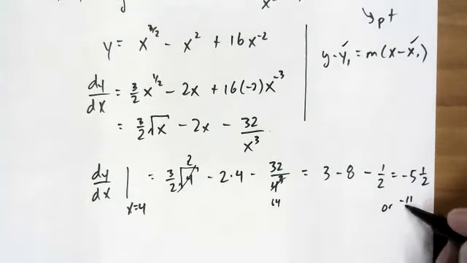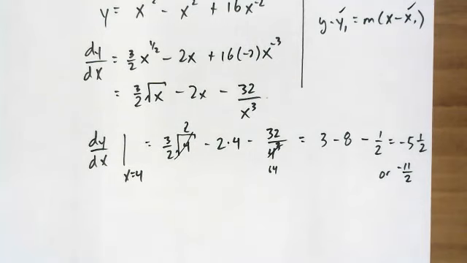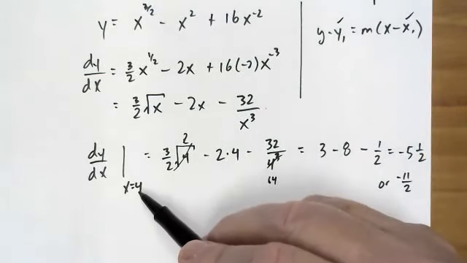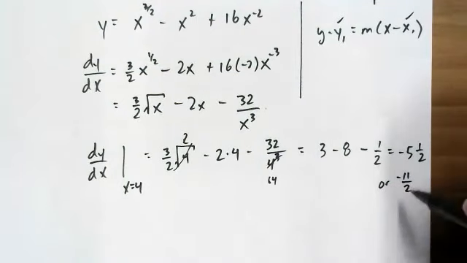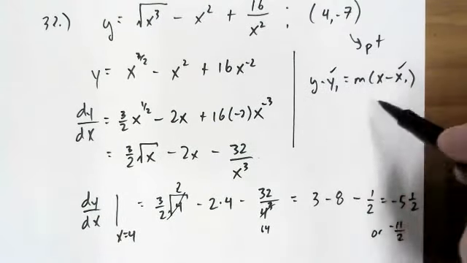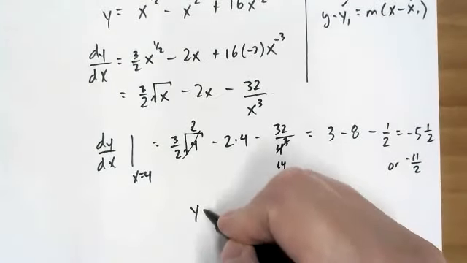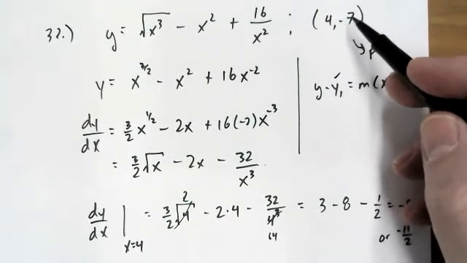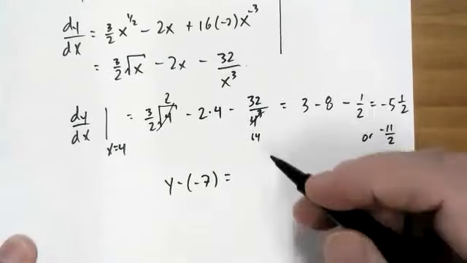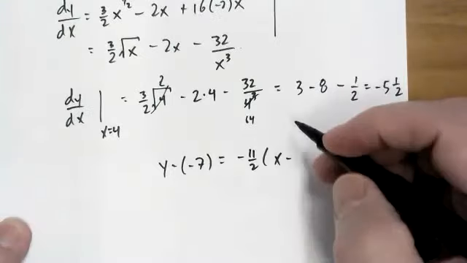Or I want to rewrite that as an improper fraction, -11/2. So this is the slope of the curve at this point, which is also going to be the slope of my tangent line. So now I have the slope. I know my point. I can now plug everything into the point slope equation and find the equation of the tangent line. So y minus y1 is -7, equals the slope. The slope is -11/2, x minus x1, x of my point is 4.